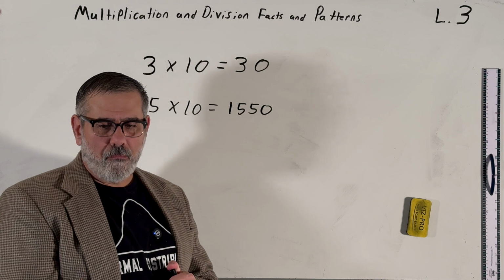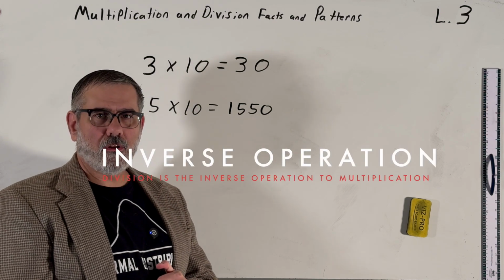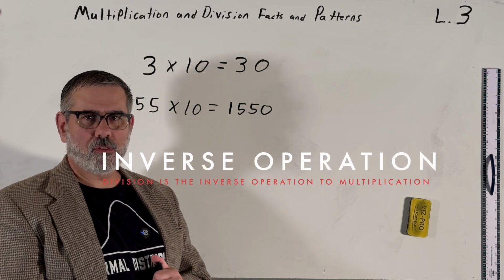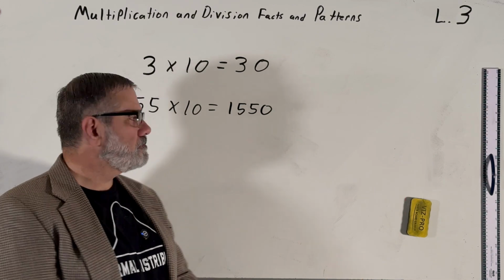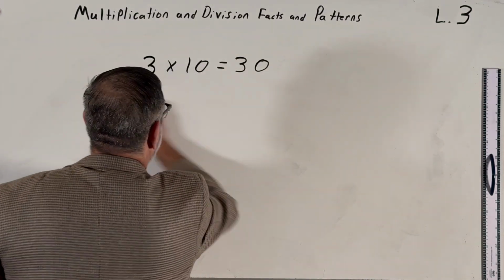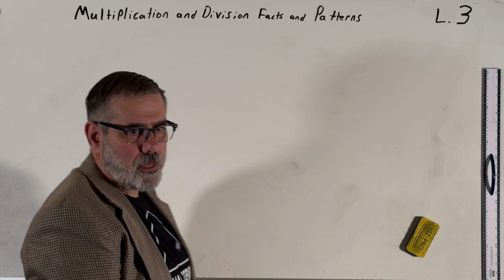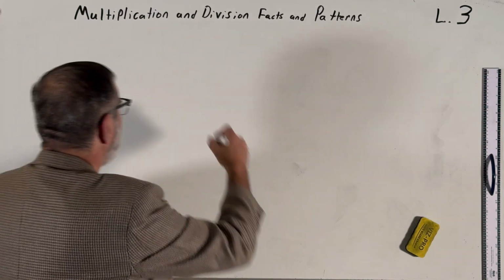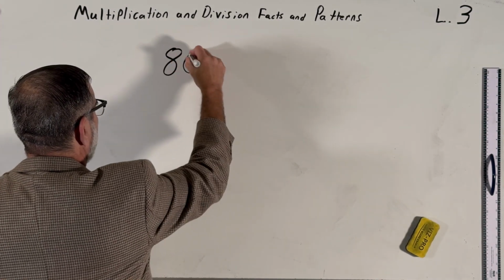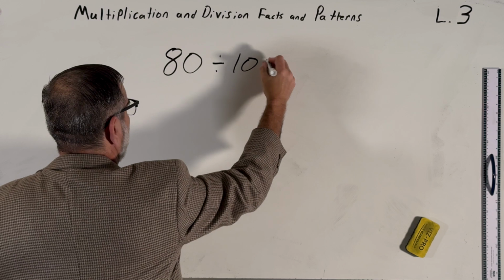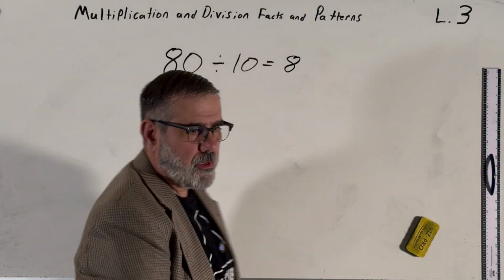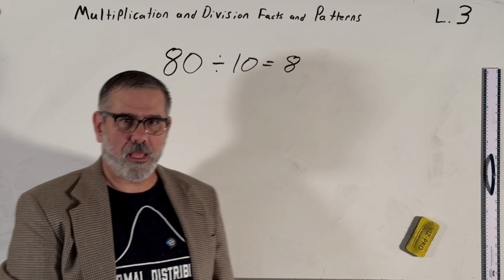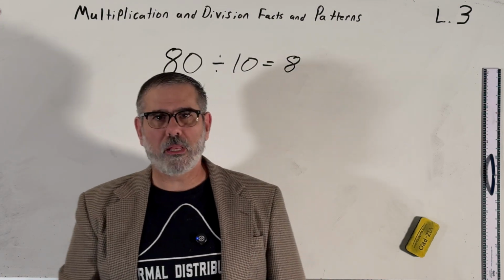That's because division is the inverse operation of multiplication. Just like subtraction was the inverse operation of addition, division is the inverse operation of multiplication. So let's try a problem. Let's try 80 divided by 10. We just chop off the 0, leaving us with 8. And we can check our answer by simply multiplying 8 by 10, in which case we would add a 0 and we would get 80 back.